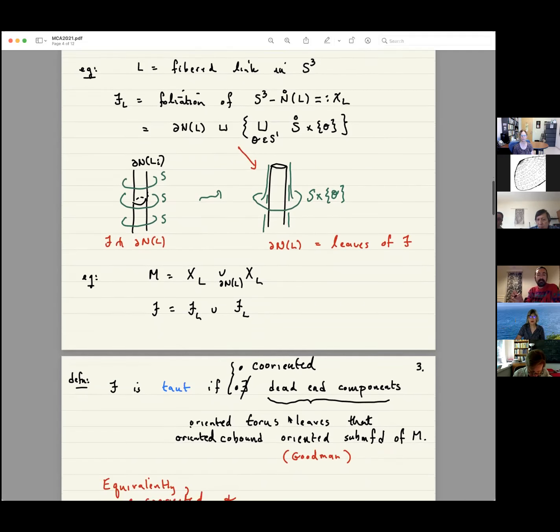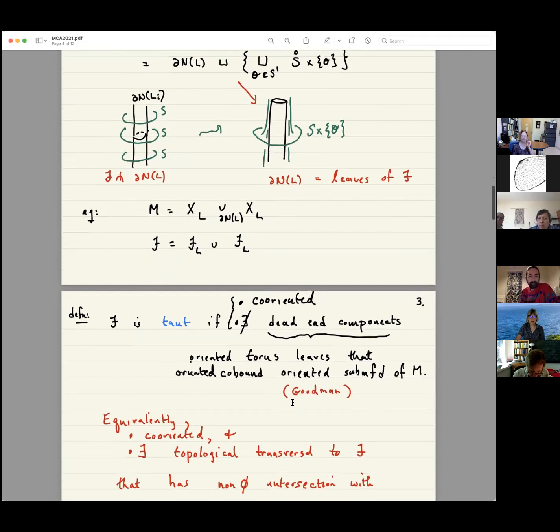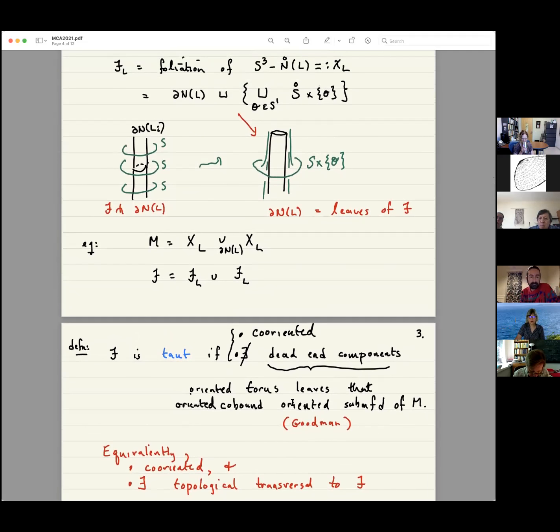Okay, for the most part, I think of those examples as being bad examples or boring examples. I mostly care about foliations that are taut. And so a foliation is taut if, well, depending on the literature you're reading, co-oriented is included or not. But for today, when I say taut, I'm going to be assuming co-oriented.